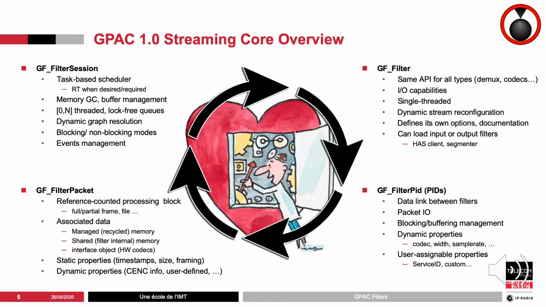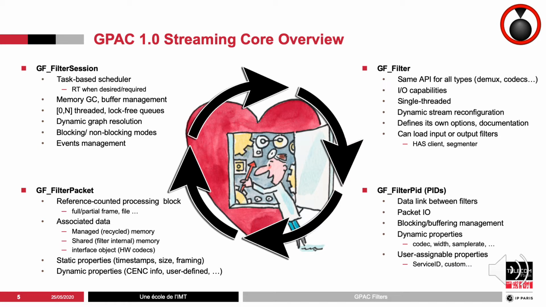And filters can load input and output filters, such as adaptive clients loading a playlist and then loading the files from that playlist. Filters communicate through data links that we call PIDs. They handle all the packet IOs and all the blocking and buffering management of each of the media PIDs. As we previously said, the properties used to describe the streams are dynamically assigned, so you can have codec types, width and height, sample rate, and so on. And they are also user assignable, so you can tag part of your filter graph with your own properties or already supported properties such as a service ID in MPEG-2.